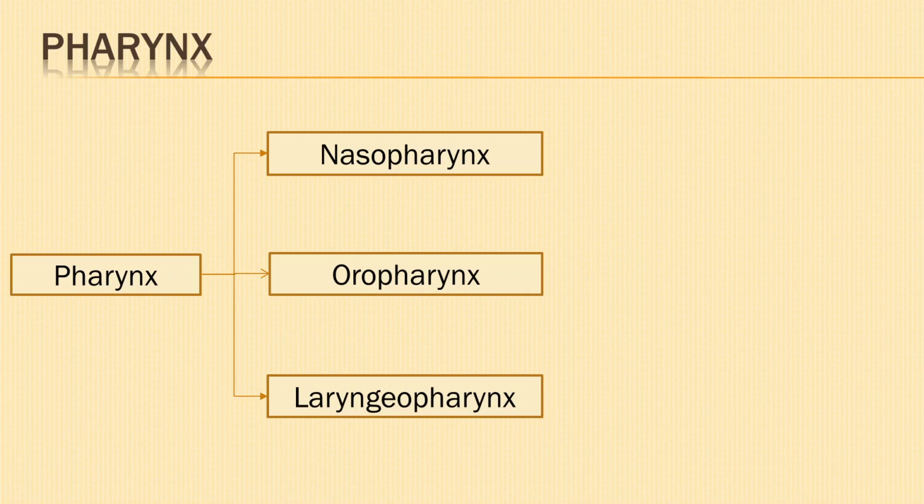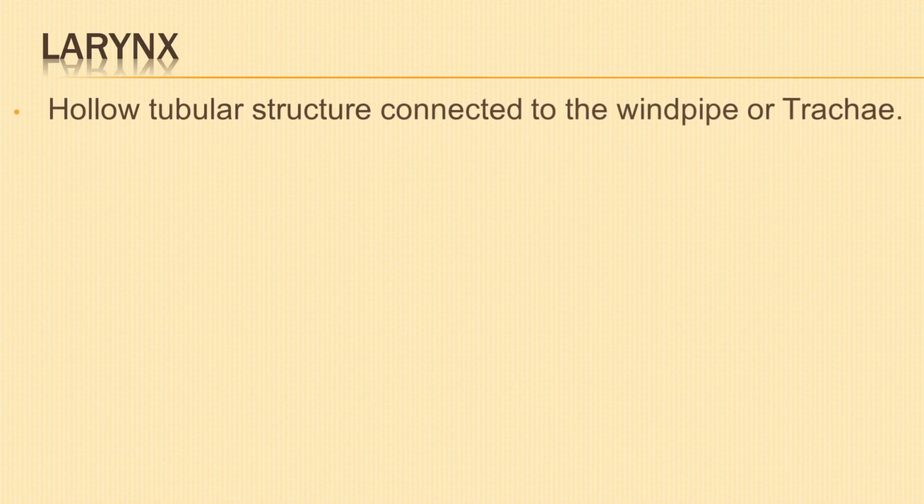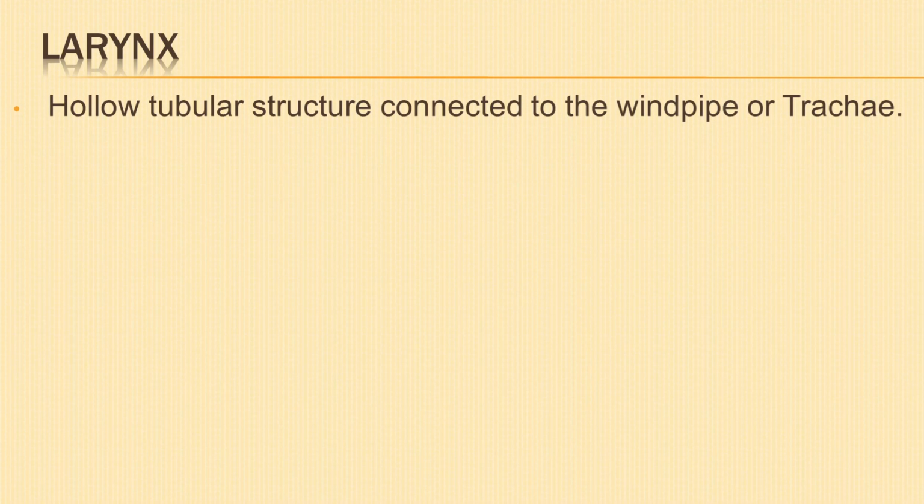Pharynx is differentiated into three parts: nasopharynx, oropharynx, and laryngopharynx. Laryngopharynx is the anterior and lower part of the pharynx which contains epiglottis and leads behind into larynx. Larynx is a hollow tubular structure connected to the top of the windpipe, that is trachea. Air passes through the larynx and finally to the lungs.